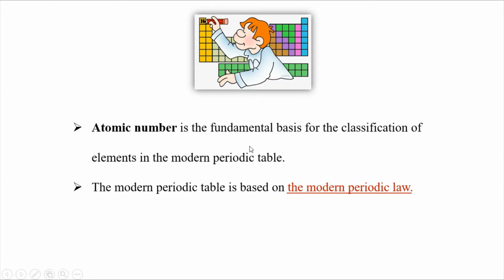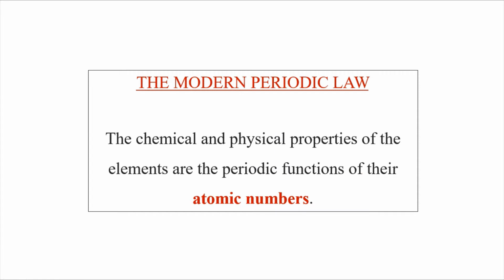Atomic number is the fundamental basis for the classification of elements in the modern periodic table. The modern periodic table is based on the modern periodic law. What do you mean by the modern periodic law? The chemical and physical properties of the elements are periodic functions of their atomic numbers.